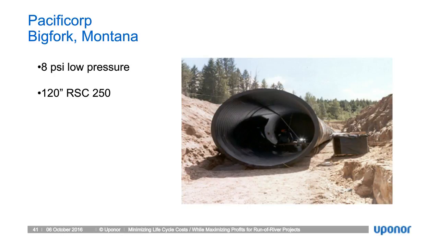And here's just a picture of the pipe going into place. It's quite a deep installation. There's probably 3 or 4 meters of cover on top of this pipe. And again, running at 8 psi low pressure and 120-inch RC250 pipe was used in this particular case. I believe the power generation was able to increase by about 10% just by going with this smoother type of pipe.